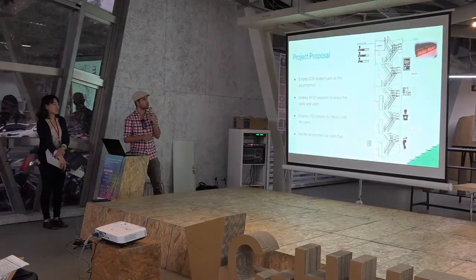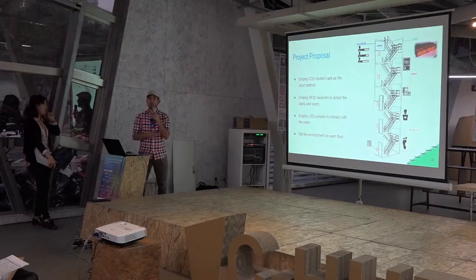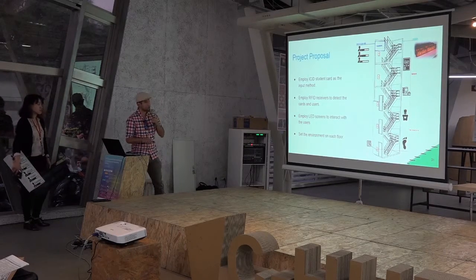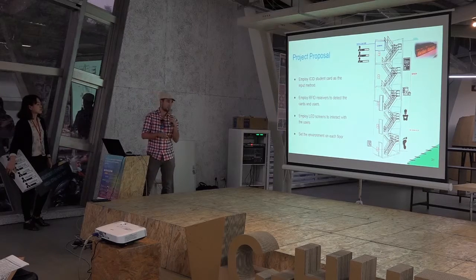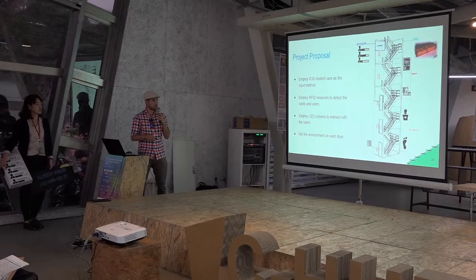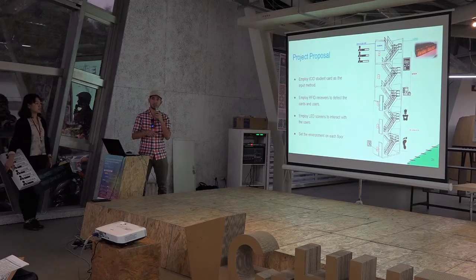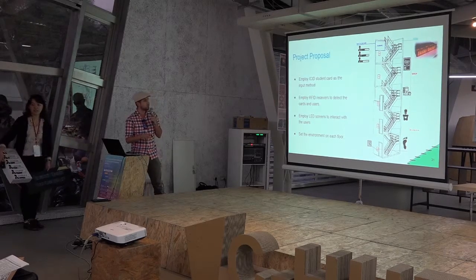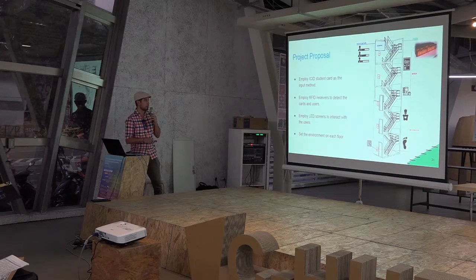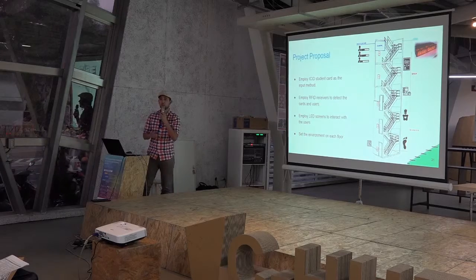So here, the project proposal was that every student in ICID, as a target user, has a student ID card that uses RFID technology. Then we're going to use RFID receivers to check the movement of every ICID student along the 3 floors. We're going to use some LED screens to encourage people to go forward. And we're going to set the environment of each floor.